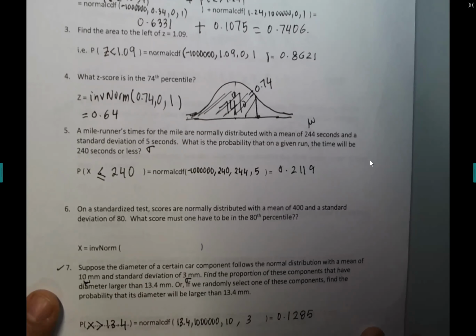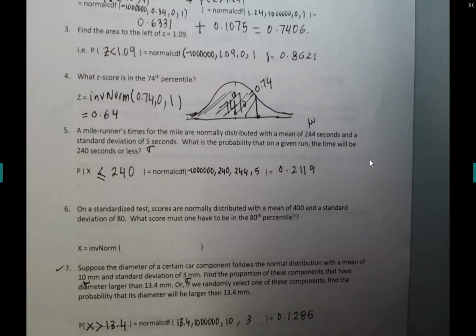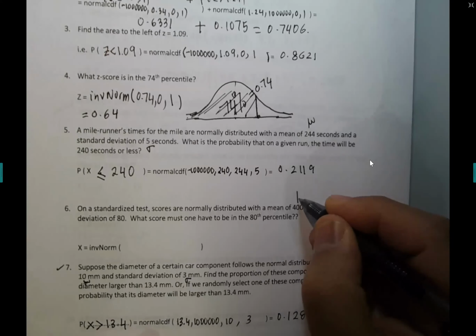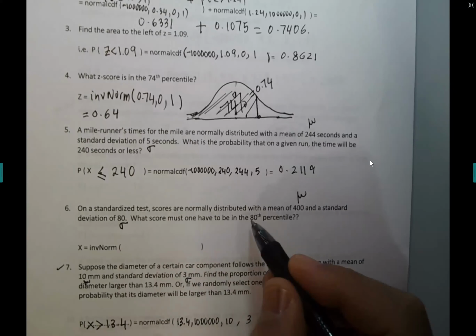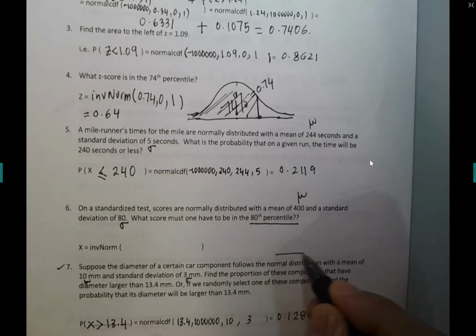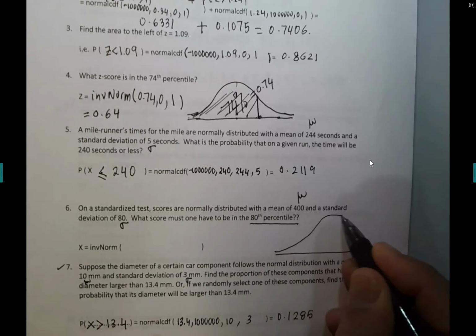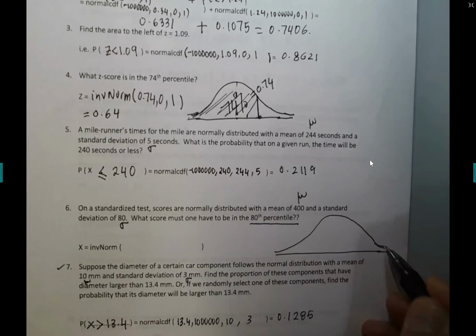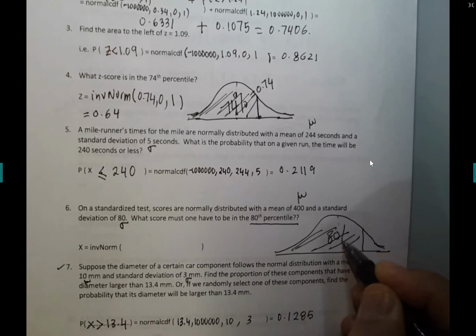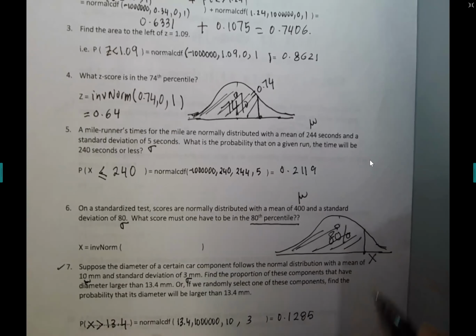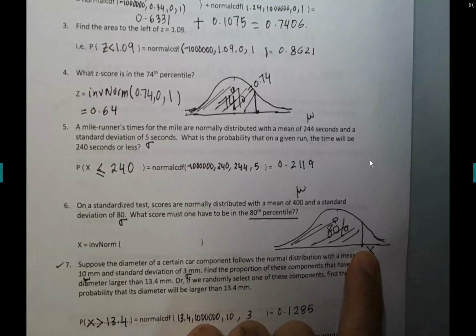Okay. 6. On a standardized test, scores are normally distributed with a mean of 400 and a standard deviation of 80. Now, he gives you the mean and he gives you the standard deviation. What score must one have to be in the 80th percentile? So 80th percentile means you did better than 80% of the students. Well, 80%, guys, it has to extend above the middle, so it will be somewhere here. And we need to find the score of students who scored in the 80th percentile, meaning they did better than 80% of the students. So what would be the X value?